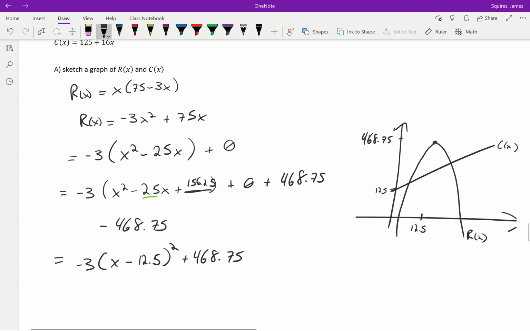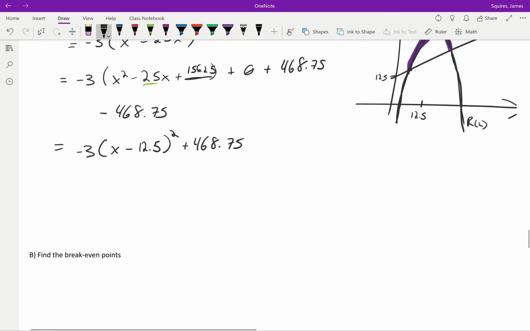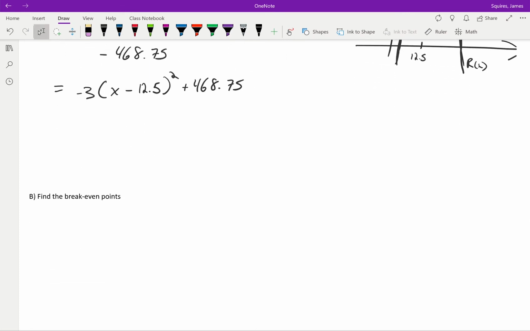Alright, so notice that this is our revenue function, and we can see where our revenue function is greater than our cost function. Where revenue is greater than cost, that is where our firm is earning profit. Alright, so find the break-even points. The break-even points are where revenue minus cost equals 0.